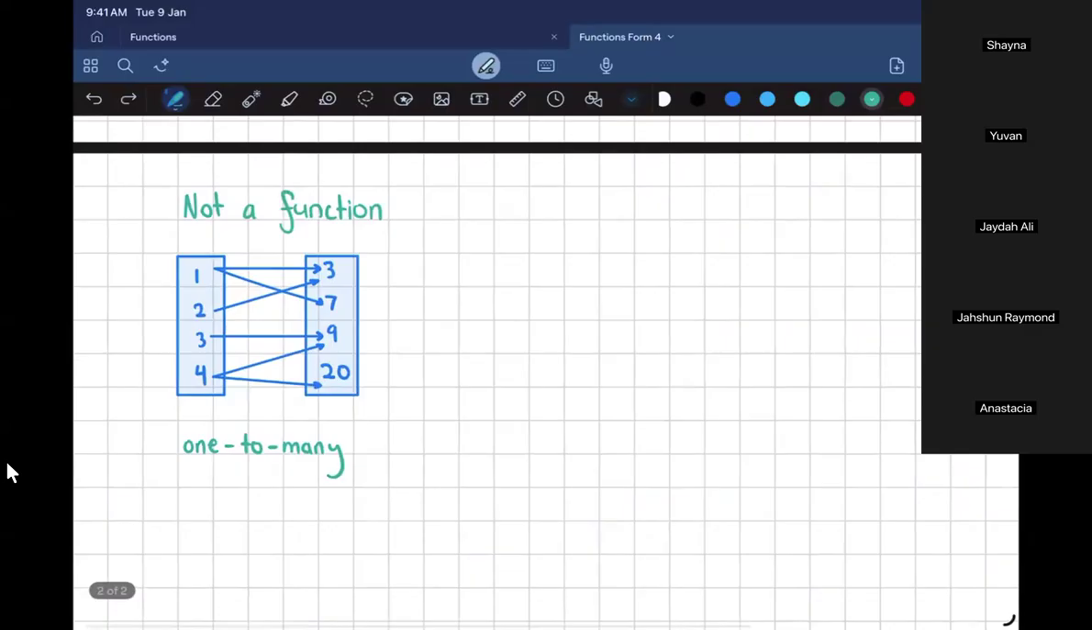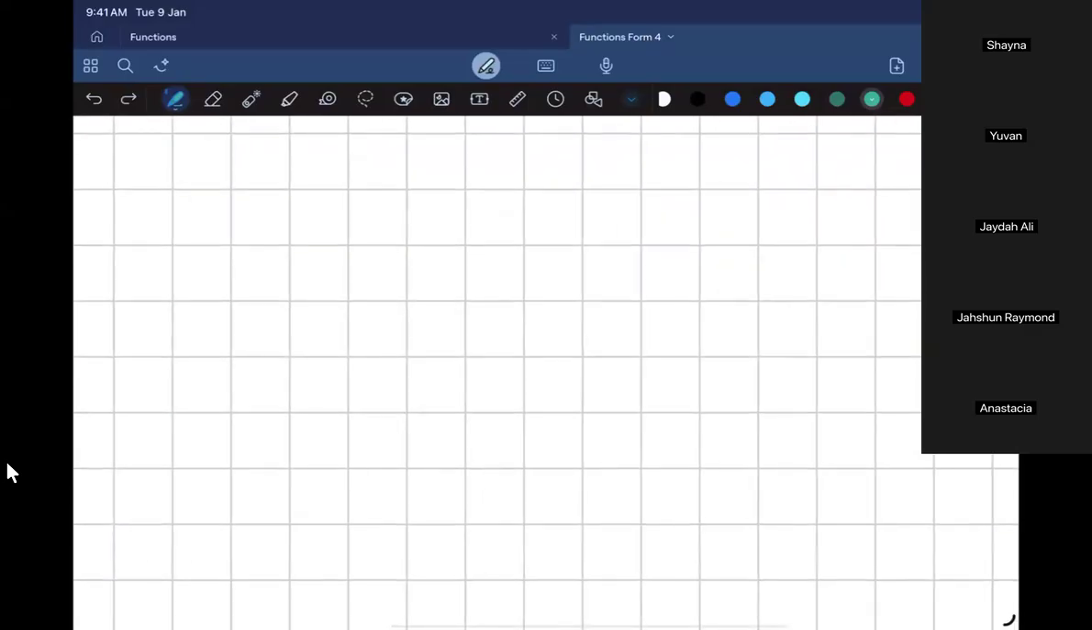So we know how to detect if something is not a function. Let me just do a quick recap before we move on. A function in a function, right?